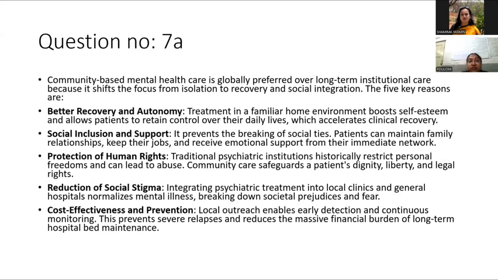Now coming to the explain whys. The first question was, why is community-based mental health care preferred over institutional care for long-term management of mental illnesses. 5 marks, you have to write these points. Community-based mental health care is globally preferred over long-term institutional care because it shifts the focus from isolation to recovery and social integration. The 5 key reasons are better recovery and autonomy, social inclusion and support, protection of human rights, reduction of social stigma, cost effectiveness and prevention. Under each point, I have given 1 or 2 lines. You can also mention these lines if you can memorize.